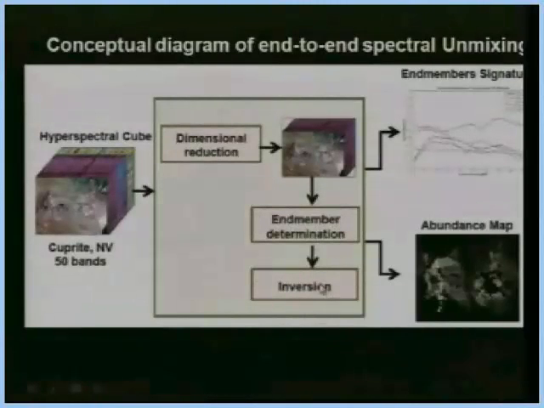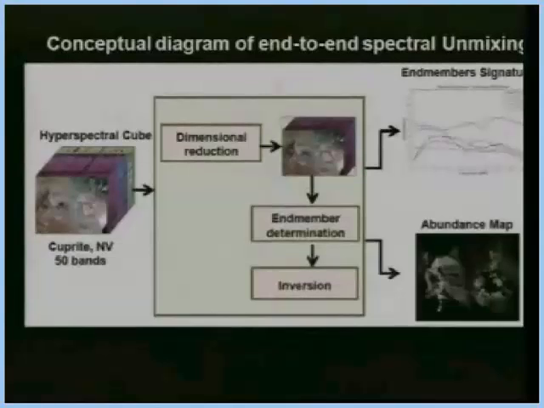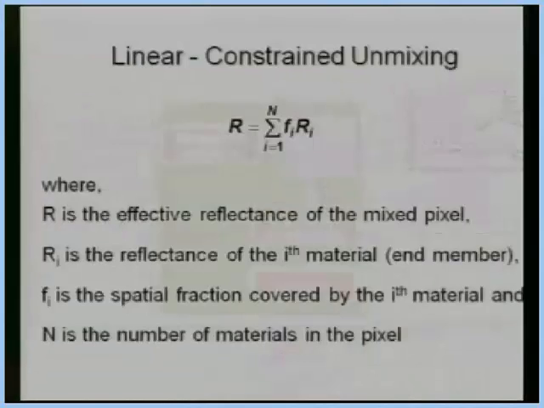Now, when we say inversion, we are talking of model inversion. First, how do we build the model for inverting it to arrive at the abundance map? One of the most widely used and very popular algorithms is linear, constrained unmixing.